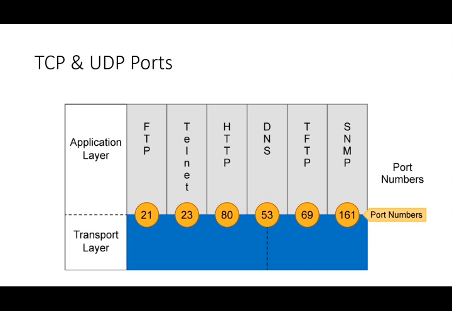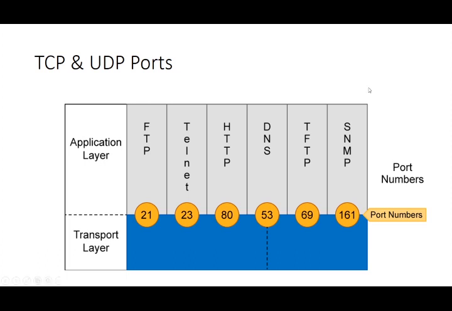We have TFTP and SNMP, discussed previously, and those make use of UDP as their transport mechanism. The port numbers that are assigned to those applications are UDP port 69, or more specifically just port 69, and port 161 for SNMP. SNMP is also assigned port 162.